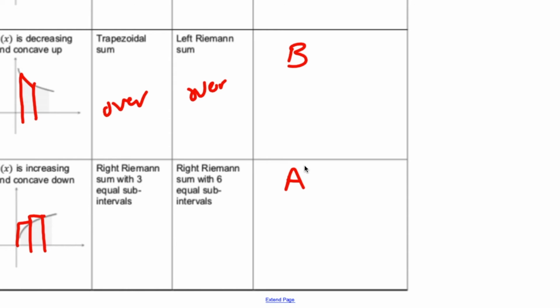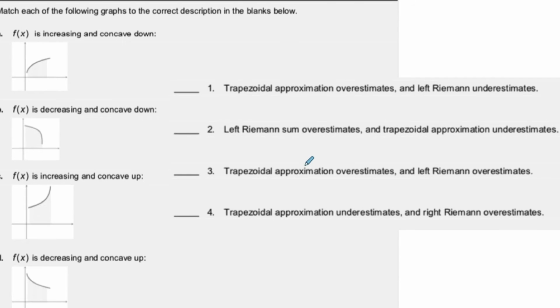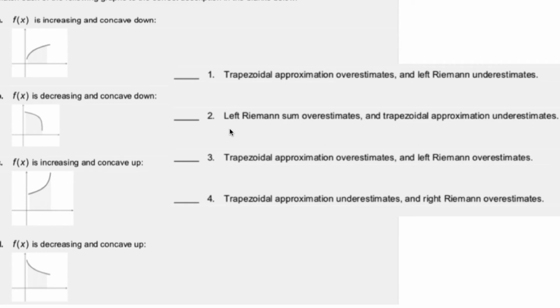Okay, so let's move on here to this next check for understanding. I tried to fit it all on one page, so hopefully you can see all this. What I did was I looked at 1, 2, 3, and 4, and I wanted to decide which of these, A, B, C, or D, goes with it. So a trapezoidal approximation that overestimates is going to be either C or D, because if you draw a trapezoid in here, it's going to have an overestimate. Okay, here or here, C or D. Those are both overestimates for a trapezoid.